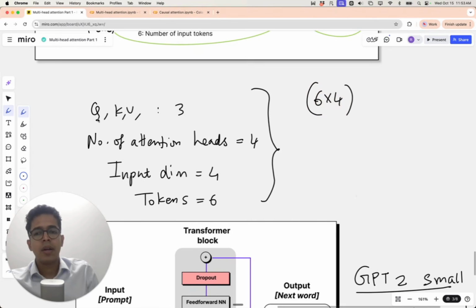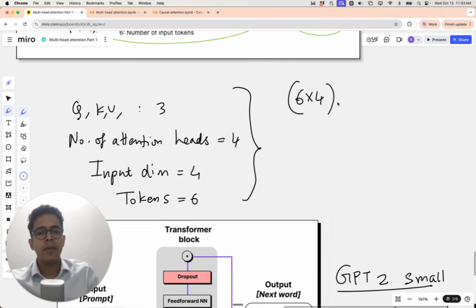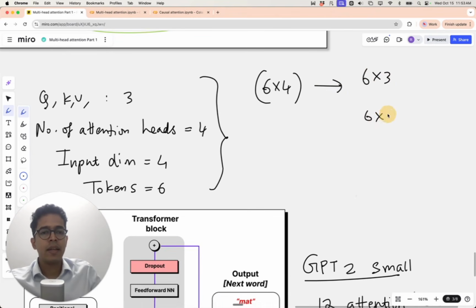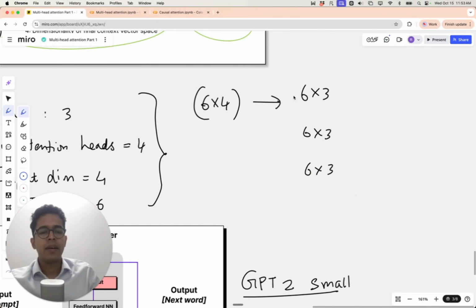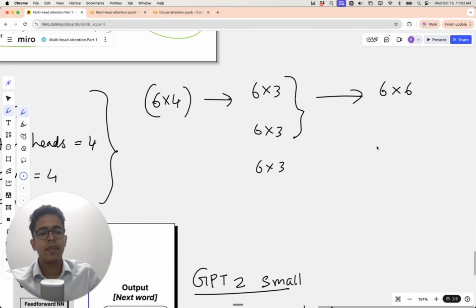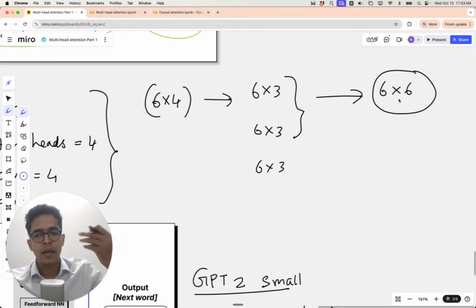Now the query key value spaces individually have 3 dimensions. So this 6 by 4 will be converted to 6 by 3 for query, 6 by 3 for key, 6 by 3 for value. Now these are 6 tokens in 3-dimensional space. Using this, the attention weights that will be produced will be 6 by 6. And then these attention weights, after applying the mask and after applying dropout, will be multiplied with the value matrix.